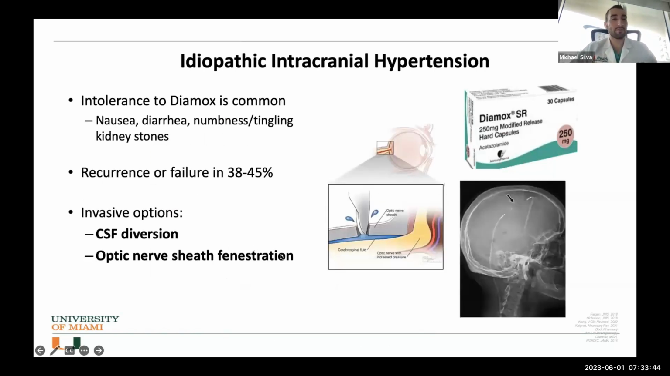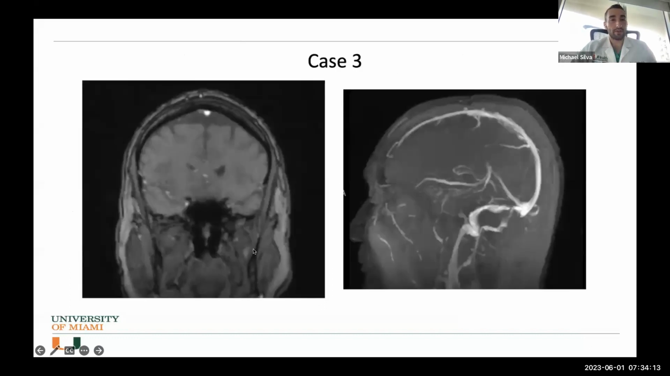Many patients struggle with the side effects of Diamox, and intolerance is quite common. There's also recurrence, whether or not it's related to medication compliance. Oftentimes, the non-invasive treatment fails. So invasive options, and when they often show up to us, is when they may need CSF diversion. Other surgical options managed by the ophthalmologist include optic nerve sheath fenestration. And more recently, venous stenting has come up as an option for these patients. And that's what I want to talk about today.